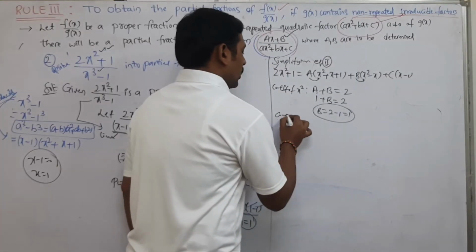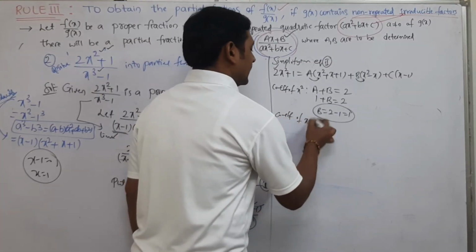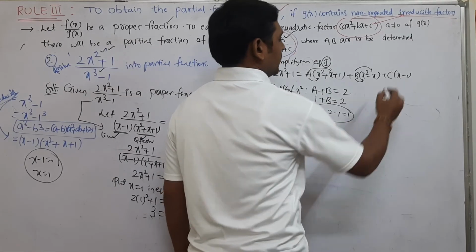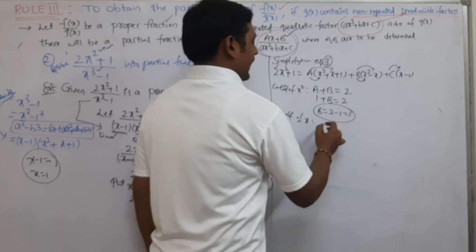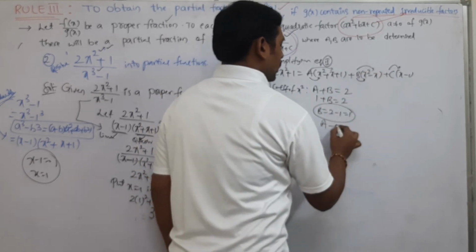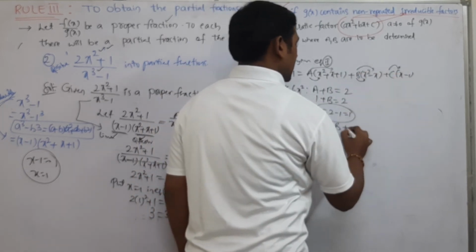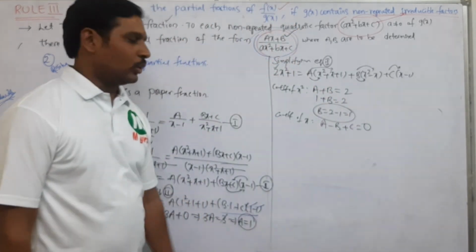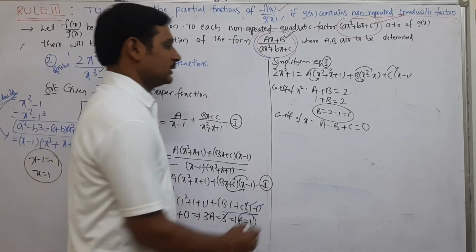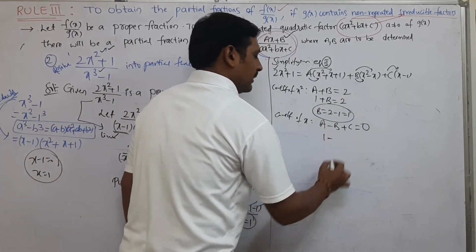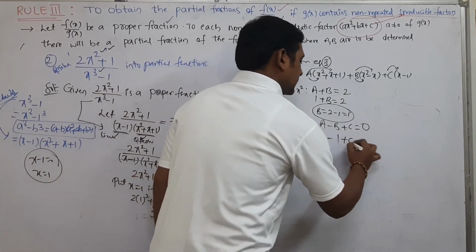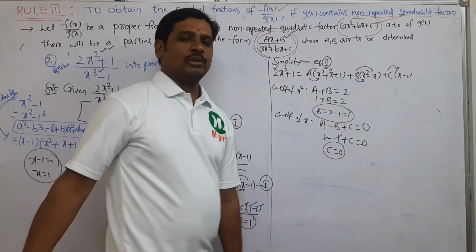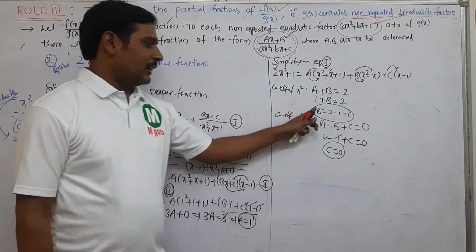Then go for the coefficient of x. What is the coefficient of x? Here one term is there, here a second term is there, and here a third term is there. A into 1 is a. B into minus 1 is minus b. C into 1 is c. On the left side there is no x term, so 0. What is a? The a value is 1. Minus the b value, which is 1. Plus c equals 0. This gets cancelled. c equals 0. So we got all three values.